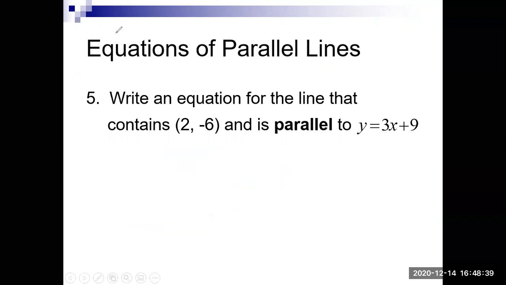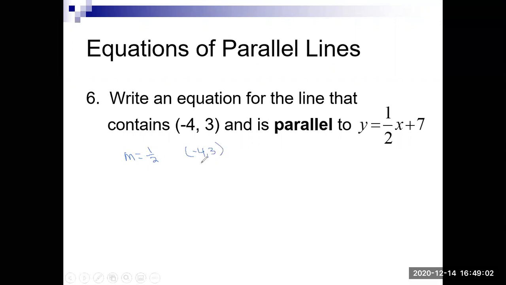The next problem, I'm going to have you do it on your own. I need you to pause the video and do this on your own and then come back and check your work. So slope is 1/2. Your point is (-4, 3). You need to substitute to calculate and find b.